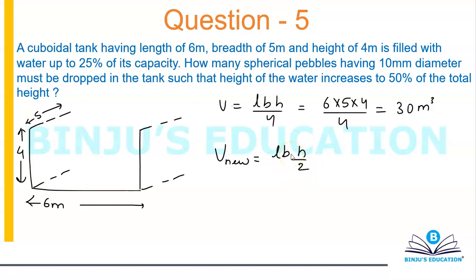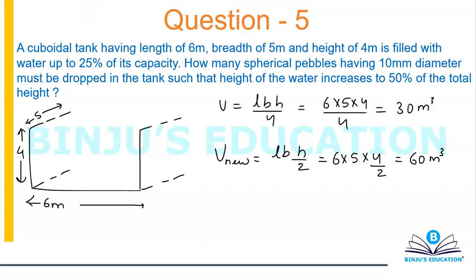Initially it was 25%, which is 1/4 of the height. That's why we did LB into H by 4. Now in this case it's 50% of the total height, so that's LB into H by 2. So this will simply become 6 into 5 into 4 by 2. So that's going to be simply 60 meter cube.